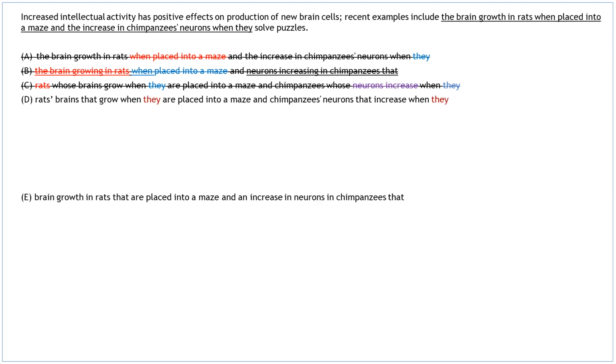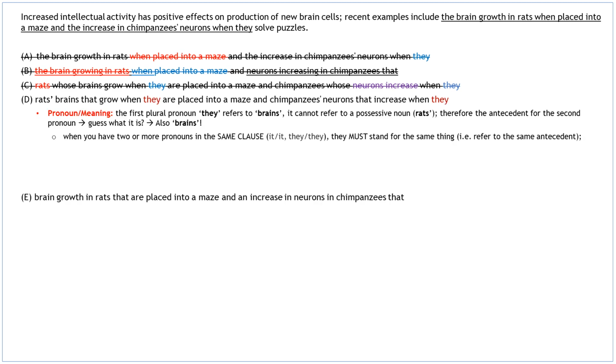Like answer choice C, this answer choice has pronoun issues. The first plural pronoun they refers to brains, it cannot refer to a possessive noun, rats, therefore the antecedent for the second pronoun also refers to brains. Both references create nonsensical meaning.